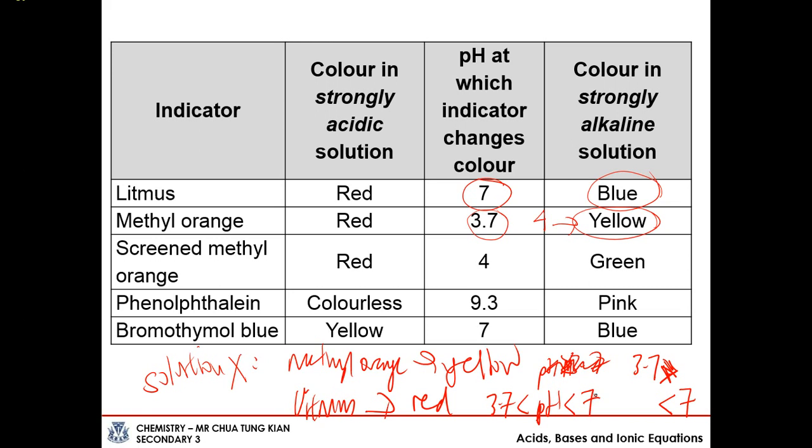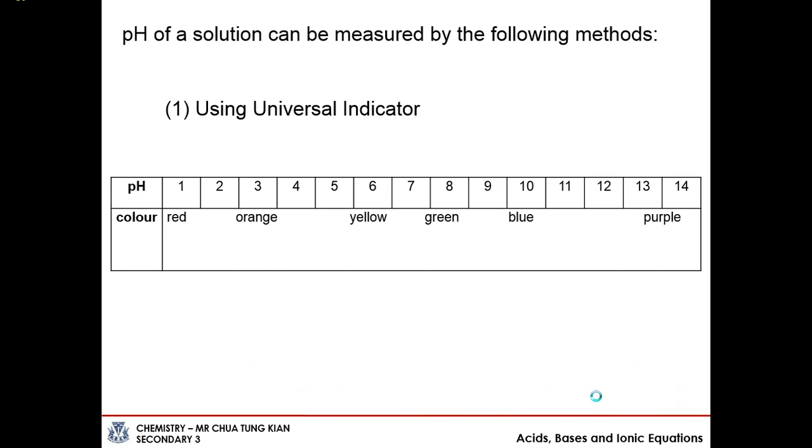There are two ways. The first way is still not very accurate, which is to use universal indicator. It gives us a range of colors from red to purple. Universal indicator is actually a mixture of indicators. So based on the pH of the solution, it gives us a color. But this is also not very accurate, because if it is blue, it can be 10, it can be 10.5, it can be 11, it can be 11.1. So it is not very accurate.